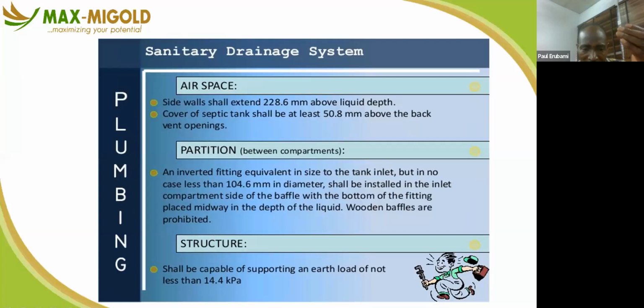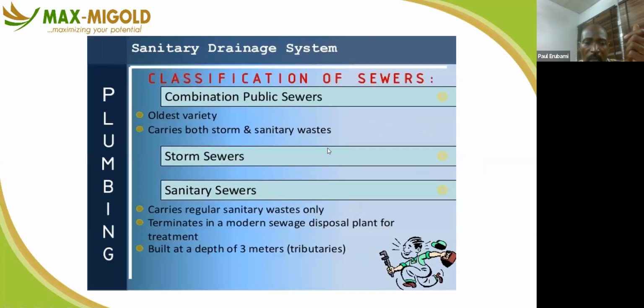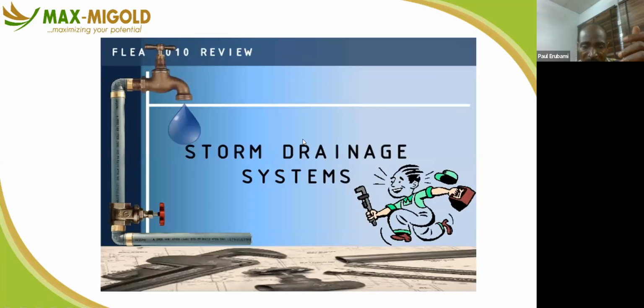So there must be airspace, there must be partitioning, there must be structure. Then you can determine capacity, you can determine location. These are all the specifications for your sewage. If you want to construct your sewage, these are all specifications. Then storm and drainage system.